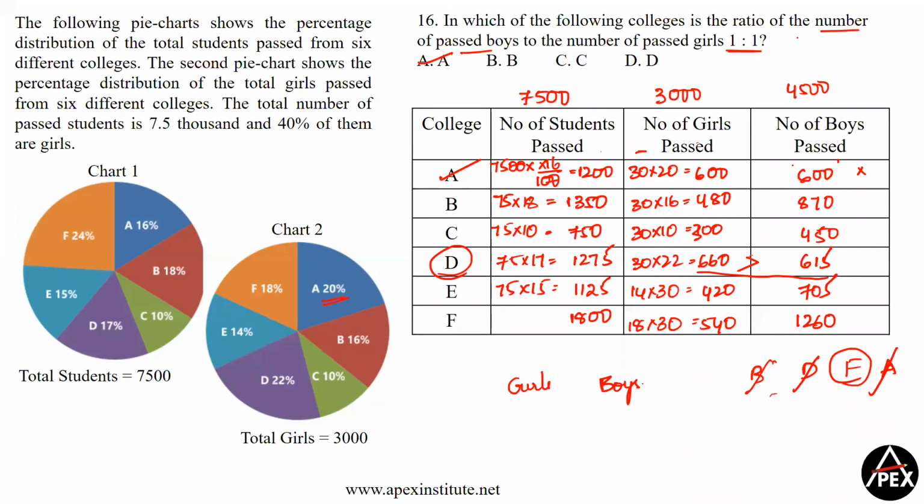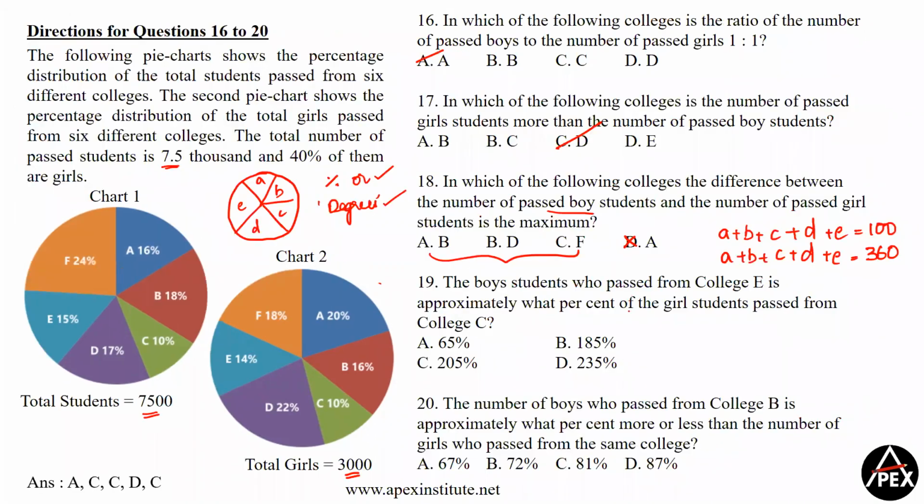So let's not calculate for all the colleges. Let's calculate for the colleges which are in options. You have B, D, F, A. It cannot be A because the number of girls and number of boys are equal. And it cannot be D also. Okay. Now between B and F, we can determine that the difference is maximum for college F. Now the boy students.